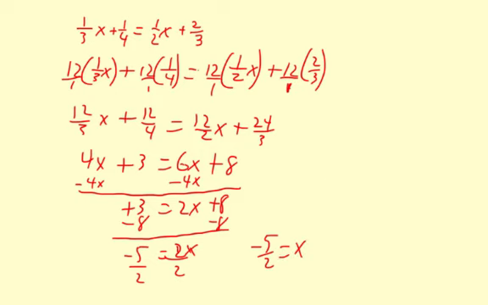Okay, so let me look at the process. I found the lowest common denominator, multiplied through by that, so it was like 12 over 1 times everything, and then simplified again, and then we just got a regular equation with integers, and then it was very easy to solve from there.